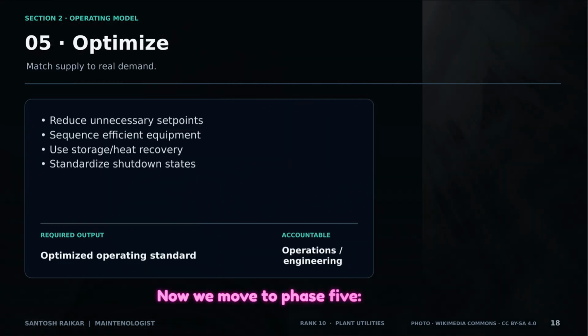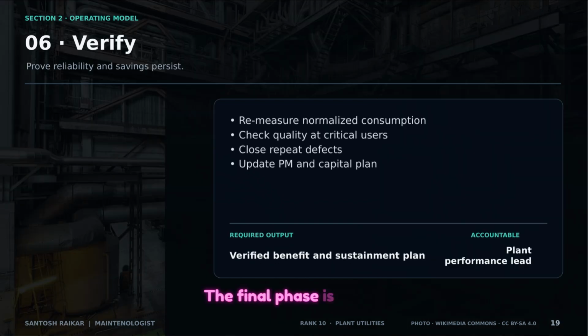Now we move to Phase 5, optimize. With a healthy system, we can safely reduce set points and sequence our equipment for maximum efficiency. This is where we standardize shutdown states so we aren't wasting energy during gaps in production. The final phase is verify.